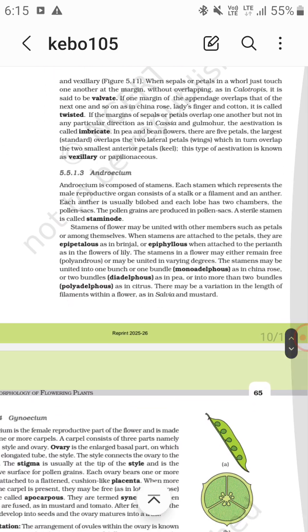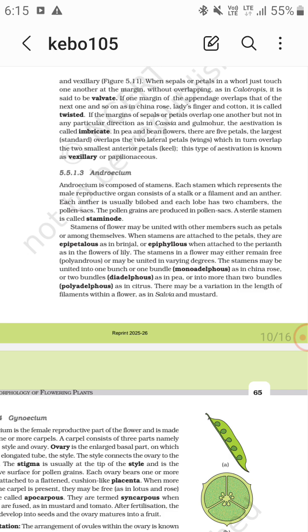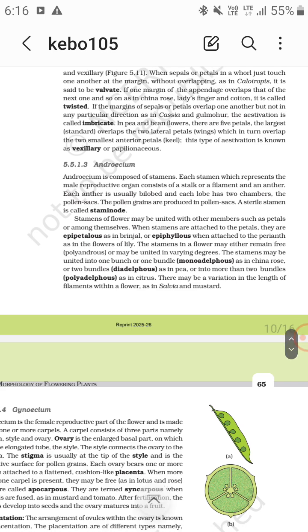Now there is the androecium, the male reproductive structure of the flower, composed of stamens. These are the male reproductive organs, and they have a stalk or filament, and an anther. The anther is bilobed, and each lobe has 2 chambers, the pollen sacs. Pollen grains are produced in them. A sterile stamen is called a staminode.